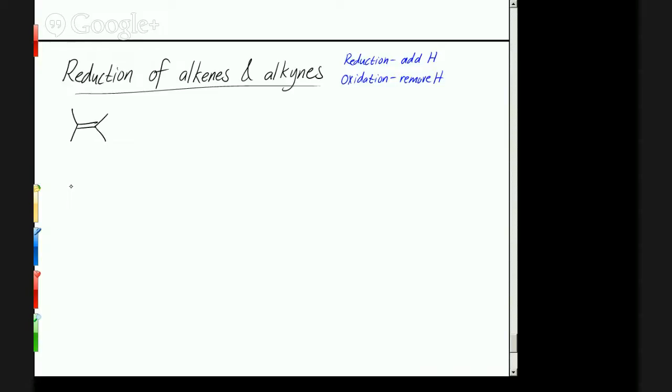Let's say we have an alkene like this. If we do this kind of a somewhat unusual looking reaction, we add hydrogen, like hydrogen gas, in the presence of a metal catalyst. And this metal catalyst can be either palladium, platinum, or nickel, usually. Not all three, but usually one of those.